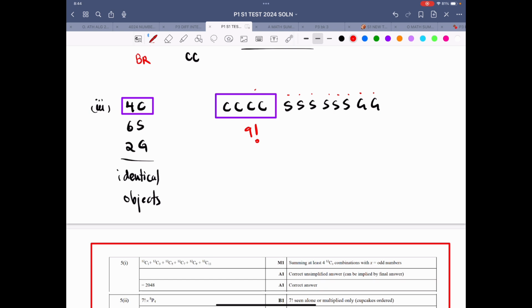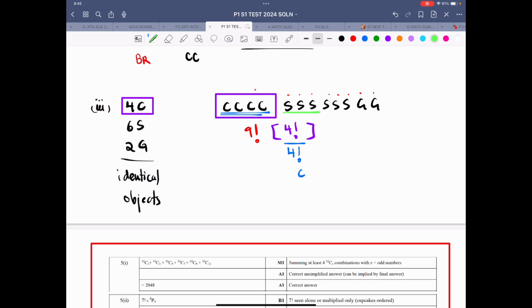And what is happening inside the box? Inside the box, that is 4 factorial for the chocolates. But remember that you have 4 C's and these 4 are identical, so divide by 4 factorial for the chocolates. And over here, let me use another color, this greenish color.